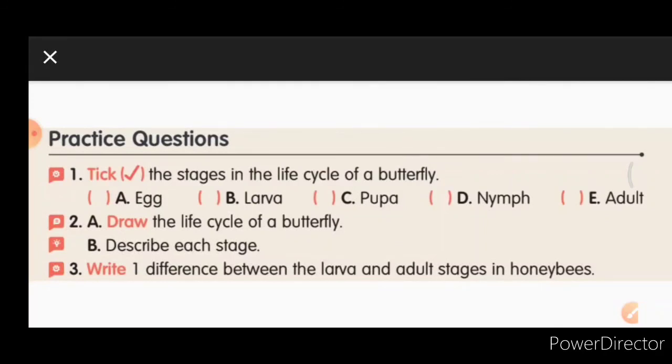Nymph, we see this in the life cycle of a cockroach. So, what are the 4 answers that you are going to tick? A, egg, B, larva, C, pupa and E, adult. Okay, children, it is very easy. Now, come to the second question. Draw the life cycle of a butterfly.